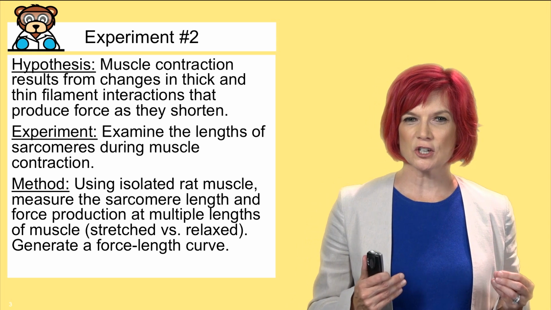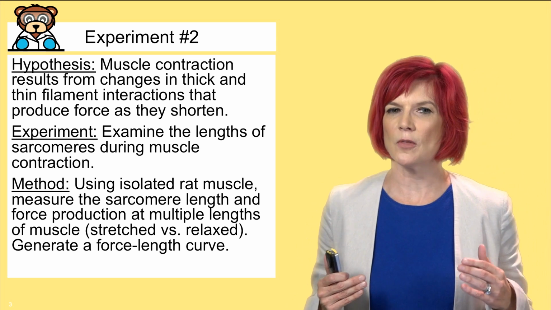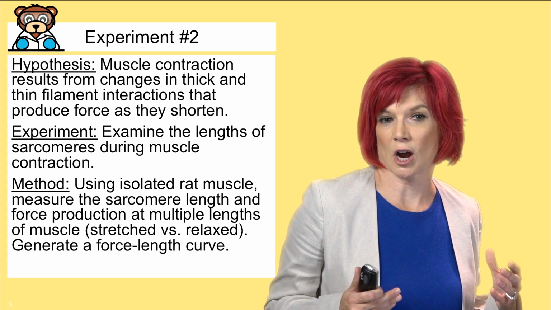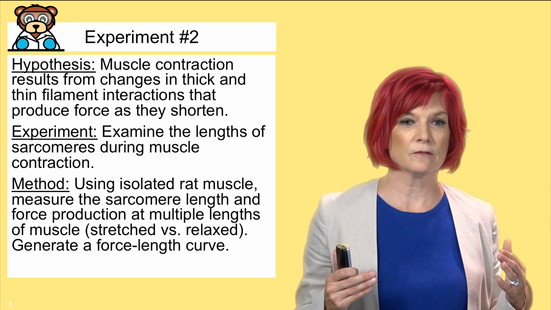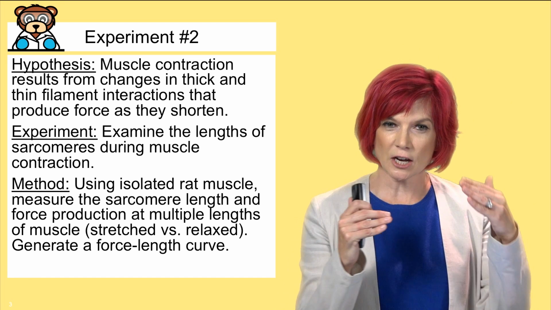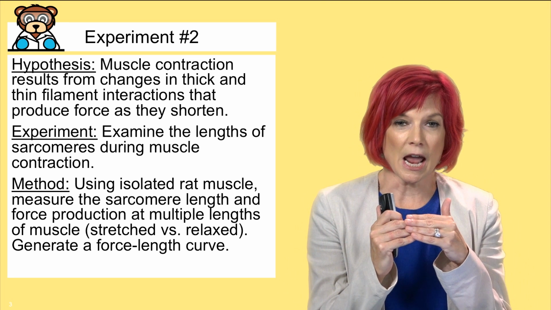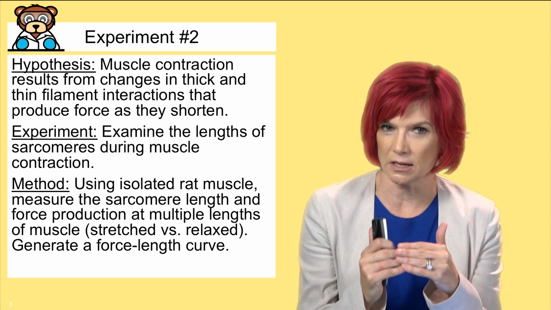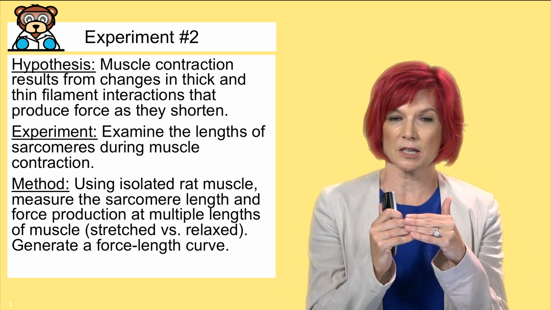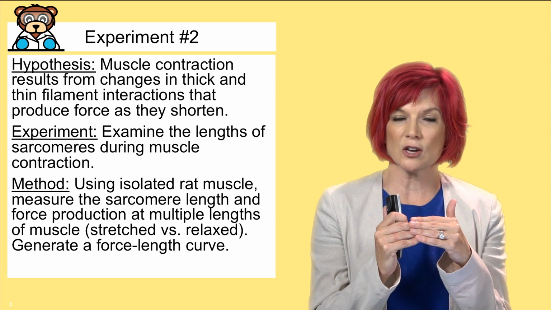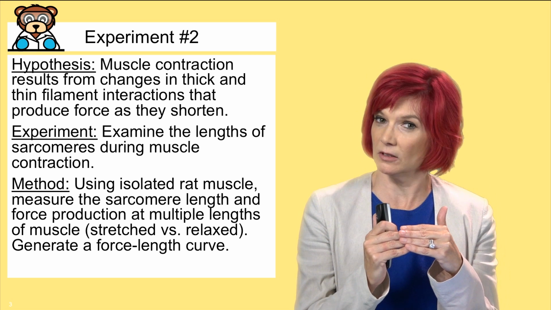And that observation led to a second hypothesis at the time. And that hypothesis was that muscle contraction results from changes in the thick and the thin filaments and the interactions between those filaments that shorten and produce force simultaneously. So, scientists then set out to do an experiment in which they measured the force produced at various sarcomere lengths.